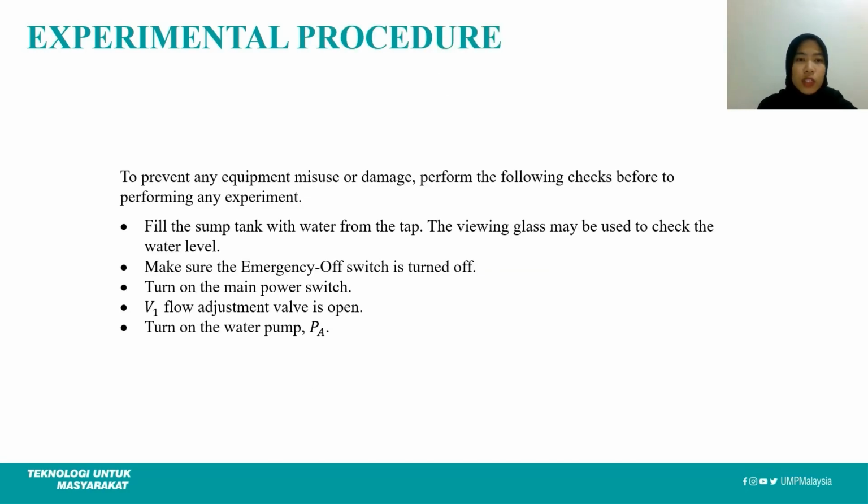To prevent any equipment misuse or damage, perform the following checks before performing any experiment. Fill the sump tank with water from the tap. The viewing glass may be used to check the water level. Make sure the emergency off switch is turned off. Turn on the main power switch. The volume flow adjustment valve is open. Turn on the water pump.